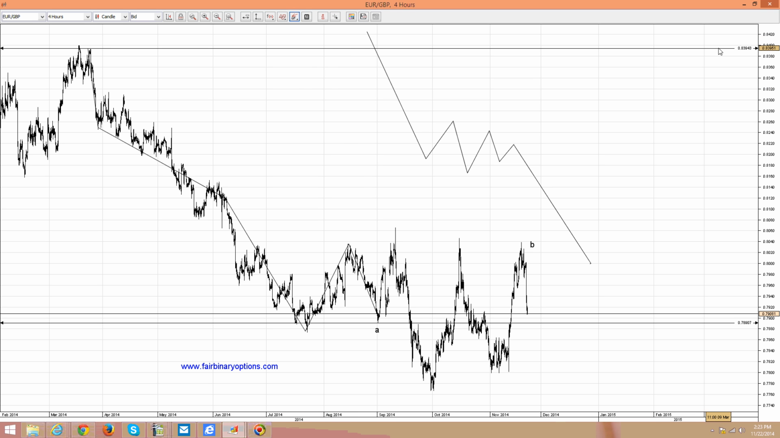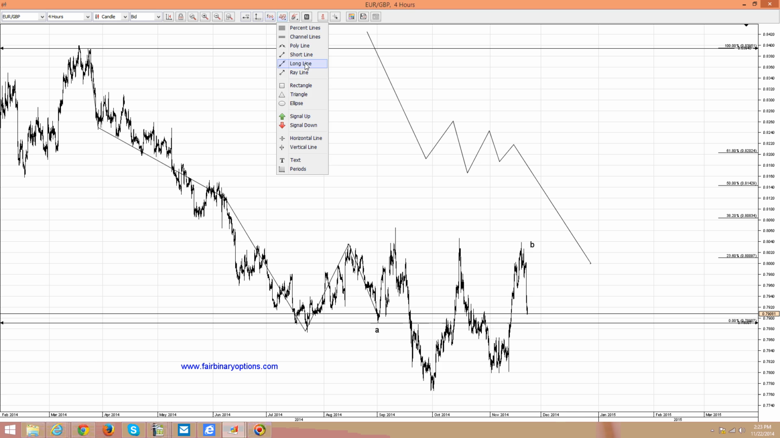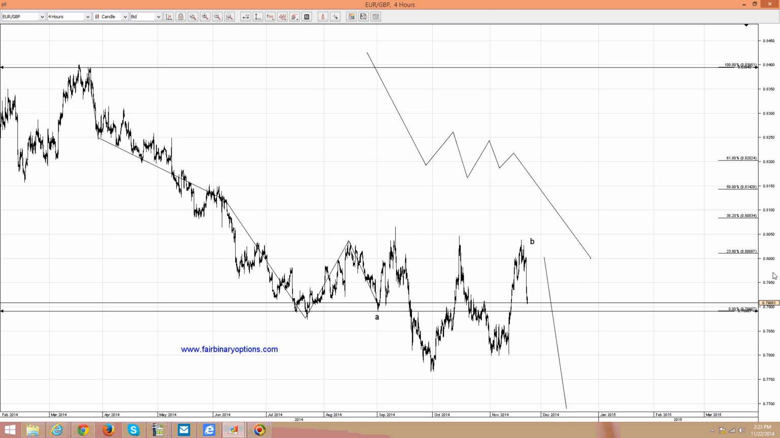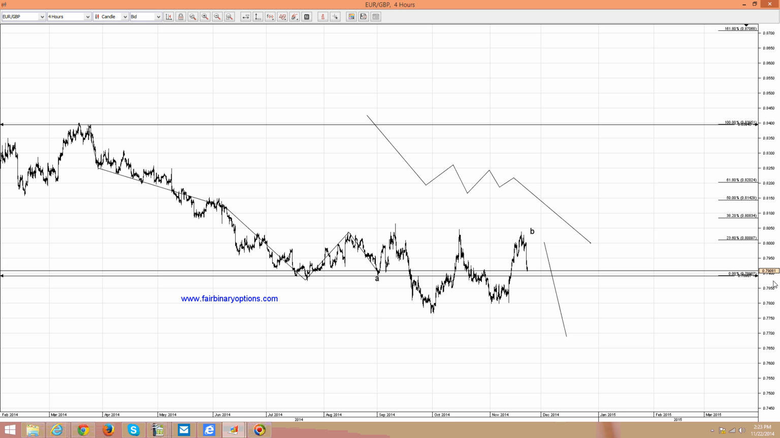This is the classical distance that a zigzag should travel, and I'm talking about 61.8, and this 61.8 should go from the moment that the triangle is completed. I would say the triangle is completed at the B wave there, at the 0.811, and that means we should look for 0.77 to come. Now the market is at 0.79.